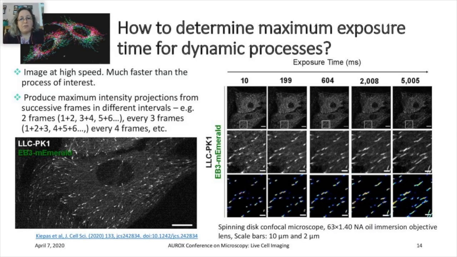So the panel on the right shows LLC PK1 cells expressing EB3 mEmerald. So this is a microtubule tip binding protein that has very rapid dynamics. And then you can see the simulated images below of a region of interest. And at the very bottom, you see just a different lookup table so that you can really see the structures quite clearly. And as you can see, as you go from 10 millisecond exposure up to a 5-second exposure, a 5-second exposure is much too long for this process because now you see streaking, and the EB3 spots now look like elongated stripes in the image.